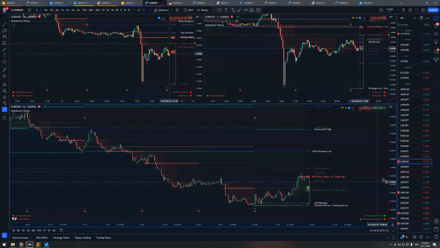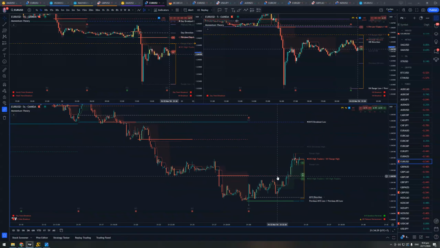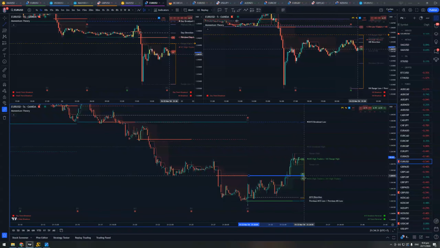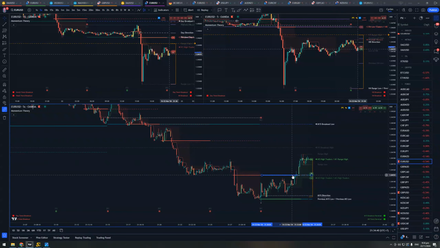Okay, Euro USD has triggered the M5 high above the M5 breakout level. This would be an M5 fake out retracement if I take a sell on that. So not so sure I want to do that. I need to see a bit more room. Otherwise, it's too close to this breakout level.